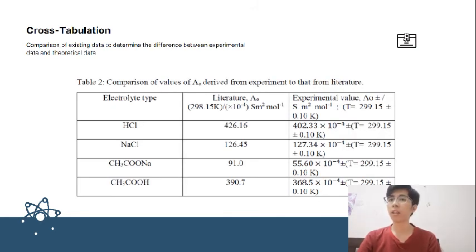Cross-tabulation allows for the comparison of existing data to determine the difference between experimental data and theoretical data. We can see it from the table, where it shows a clearer picture to compare how different it is between the literature value and the experimental value of conductivity of various solutions.